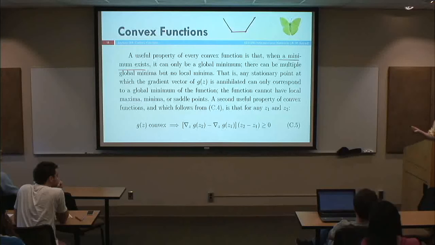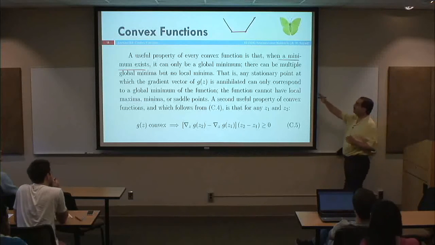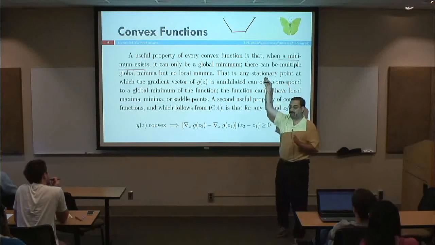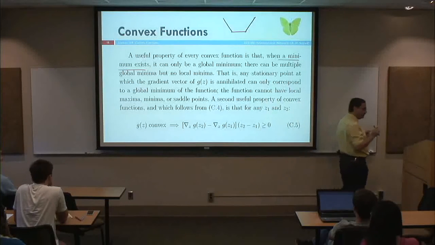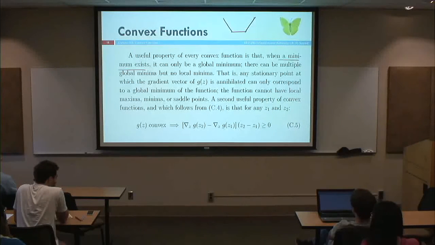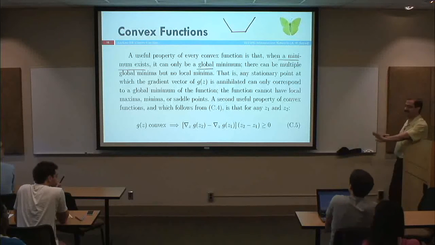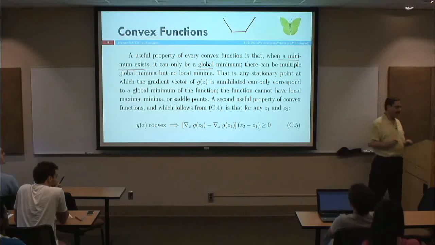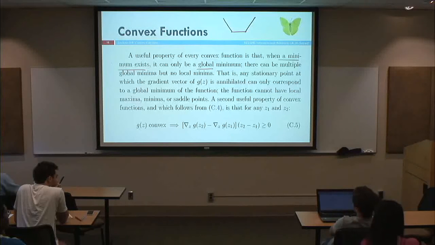this is a convex function. It has multiple global minima. So if it has minima, the minima have to be global. You cannot have local minima or local maxima or saddle points, right? Very good. So this is one property of convex functions. I'll have more to say about this later.